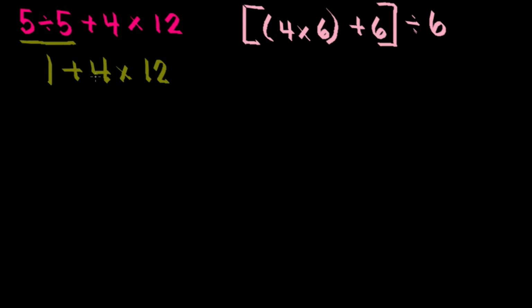In this example, what we find first is a multiplication here. So we will copy 1, the plus, and we are going to find the product of 4 times 12. So 4 times 12 is 58. Sorry, 48.